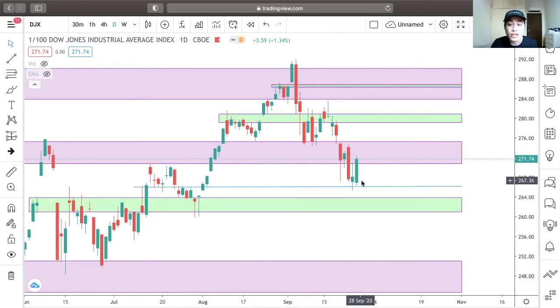And on Friday, there was quite a strong bullish momentum which pushed prices from this level of around 267 to close above the support zone and at a price level of around 271. So there was certainly some bullish momentum towards the end of last week.